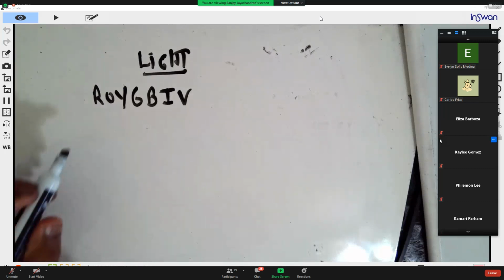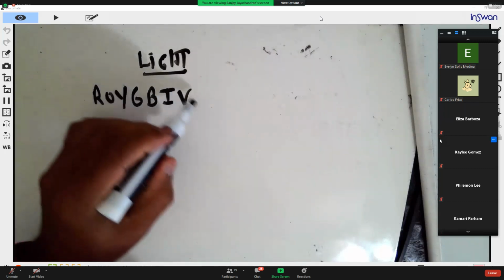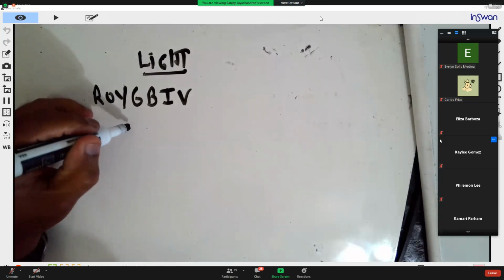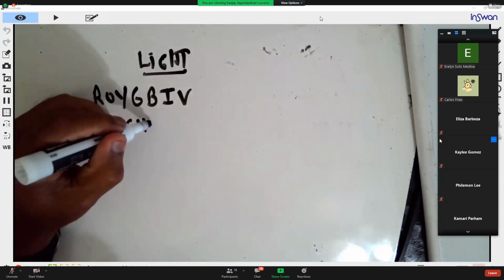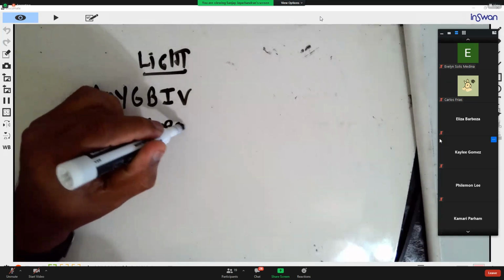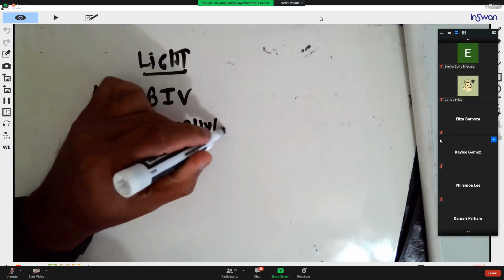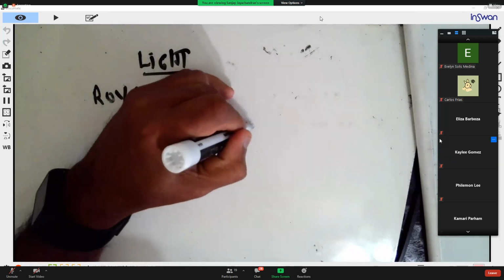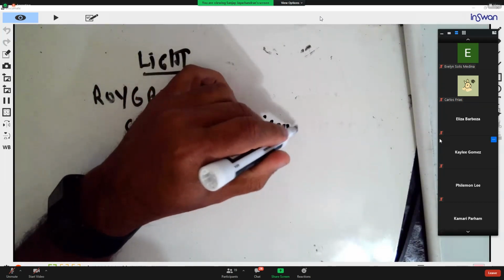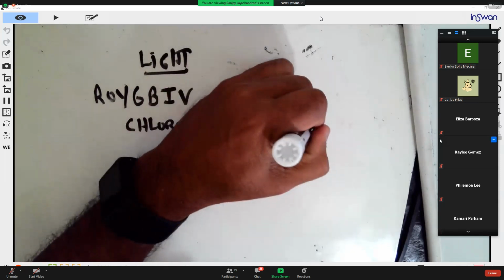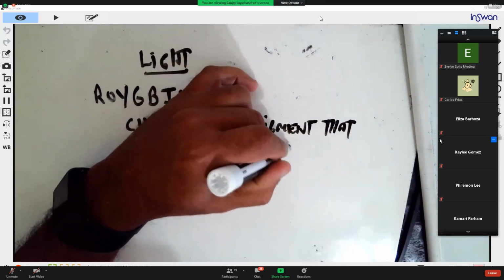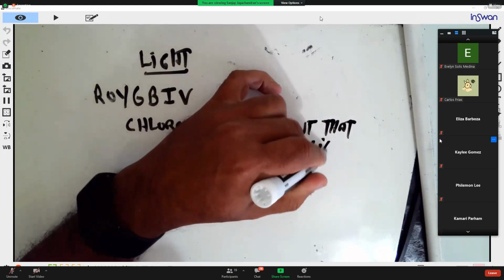So here are the different wavelengths or colors of light. We need something to absorb that, and that something in plants is a pigment called chlorophyll. Chlorophyll is a pigment that absorbs light.